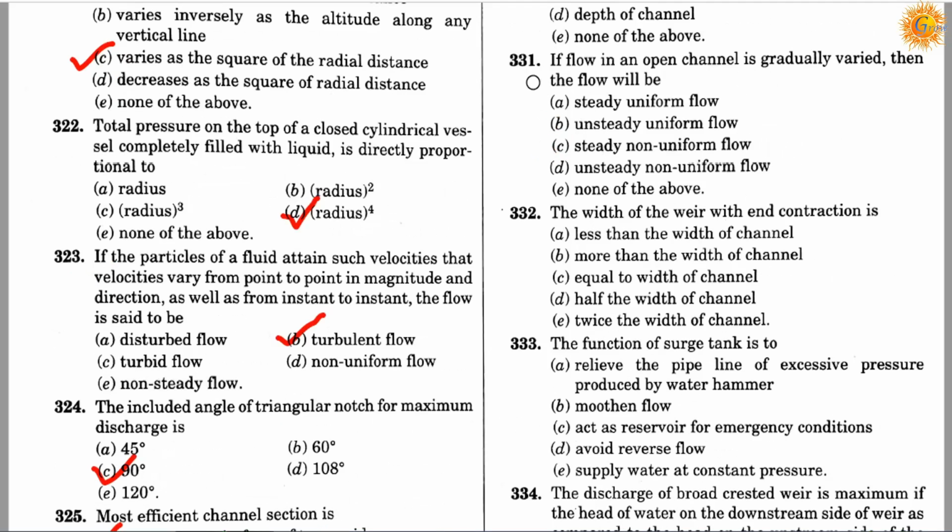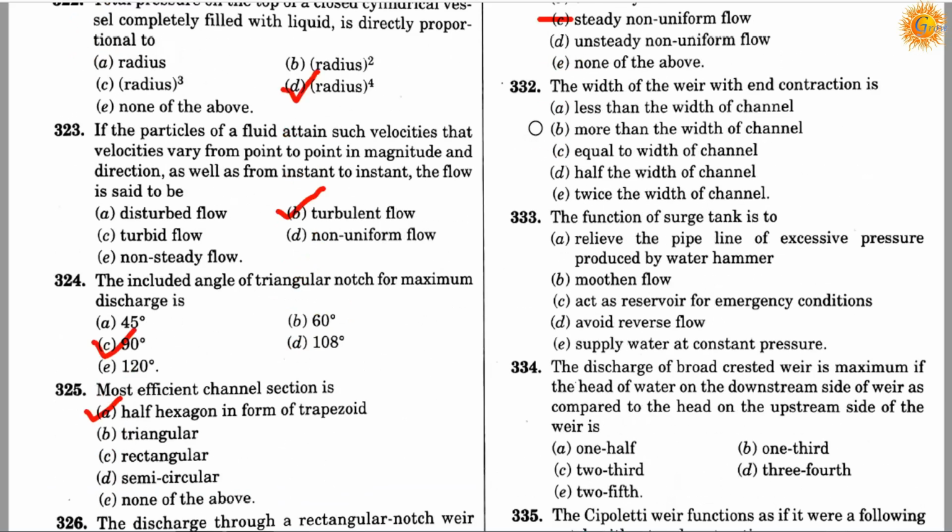Question number 331. If flow in an open channel is gradually varied, then the flow will be: option A, steady uniform flow; option B, unsteady uniform flow; option C, steady non-uniform flow; option D, unsteady non-uniform flow; option E, none of the above. So the correct answer is C, it will be steady non-uniform flow.